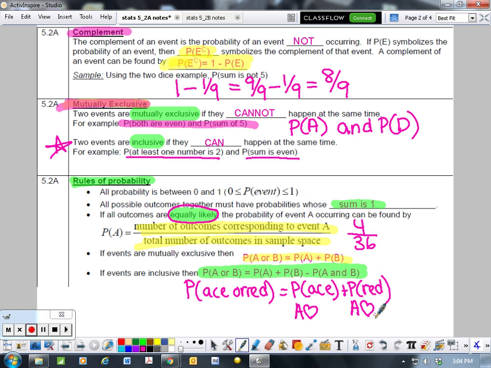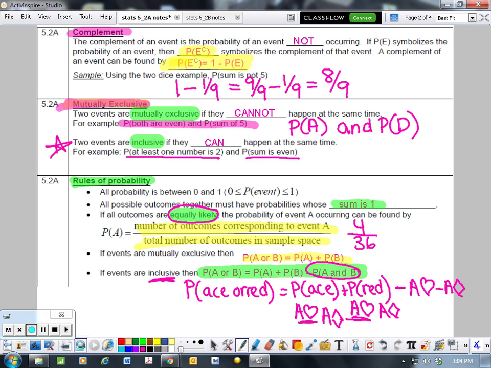So what we do is we subtract those that are in both. Because I counted the ace of hearts here and here, I'm going to subtract one of those aces of hearts. And then the ace of diamonds was counted here and here, so I'm going to subtract one of those aces of diamonds to account for that double dipping. Because we can't count the card twice. It's only one card, so we only count it once. And so that's where we get this idea that if they're inclusive, I have to subtract what we call the repeaters, the ones that were counted twice.